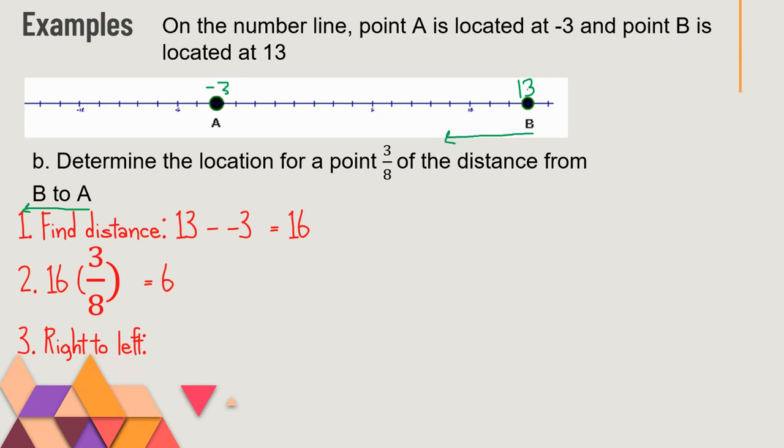So B to A means we're going from right to left. So that means we're going to take our 13, where location B is, and subtract what we found in step number 2. So 13 minus 6. And that means at 7, right here, is where there's 3/8 from B to A. Of course, if you have a number line handy, you can count 1, 2, 3, 4, 5, 6. Here's 6. And then figure out on my number line, well, that looks like a 5, so 6 must be at 7.